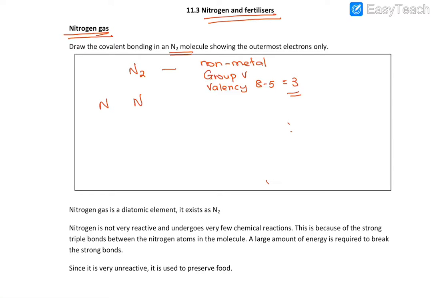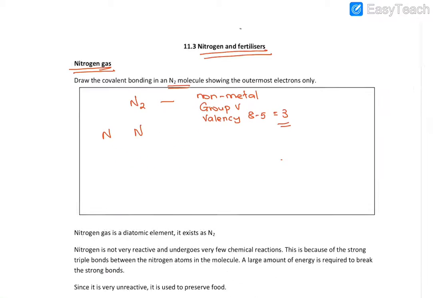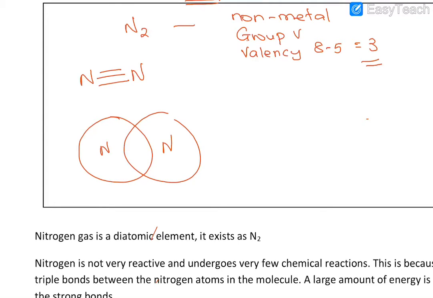This means that it's going to form only 3 covalent bonds. So each nitrogen will form 3 covalent bonds. Each of these bonds means that there is a dot and a cross. So from this we can draw the dot and cross diagram. Each of these lines means a dot and a cross. So we have 3 lines, so we're going to have 3 dots and 3 crosses, so 3 pairs of dot and cross.